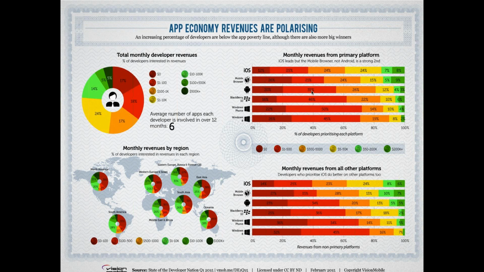What's also interesting, and I'd like to draw your attention here, is that on the bottom right chart, you see that developers who prioritize iOS do better on other platforms too, not just iOS. If you look carefully at the numbers, you'll find that developers who prioritize iOS end up making more money on Android than those who prioritize Android.